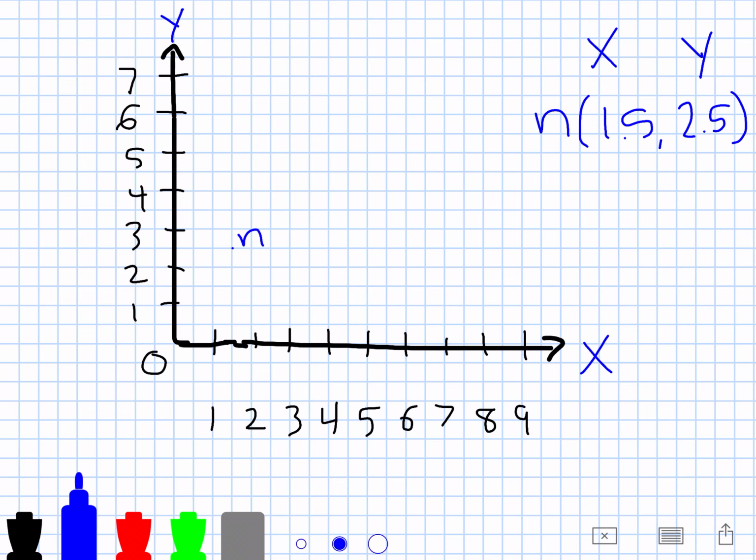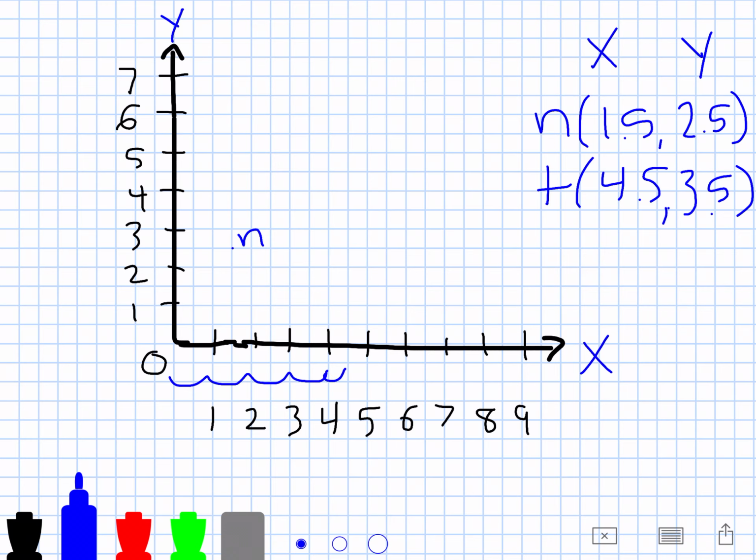Our next point that we're going to try is going to be point T, and point T will be at 4.5, 3.5. Let's check it out. So of course we start at the origin again, and this time our x-coordinate is 4.5, so I need to count 4.5 units over from the origin. So here we go. 1, 2, 3, 4. And now I need to go one more half unit over because it's going to be between the 4 and the 5. And there's 4.5 right there.